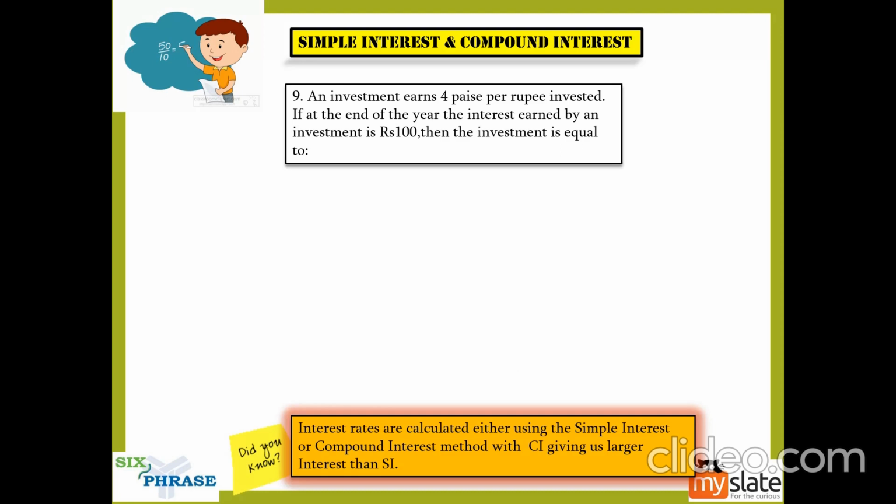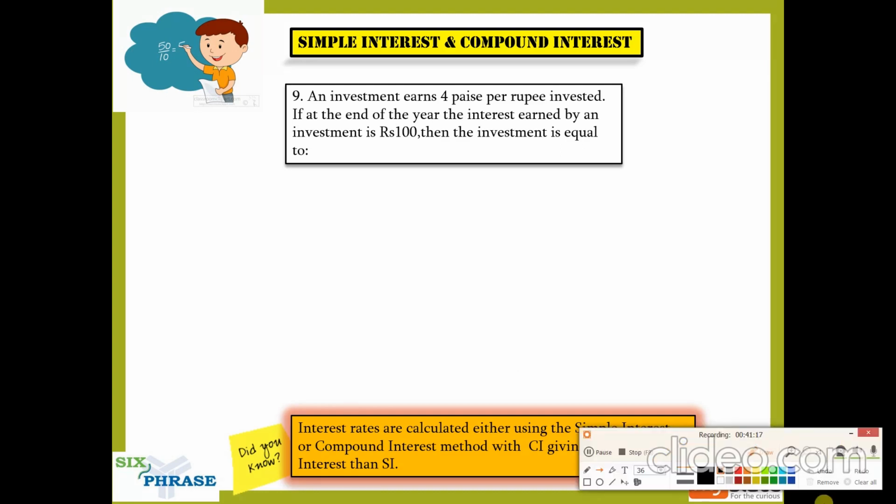So it says an investment earns 4 paise per rupee invested. What does it mean per rupee invested? If the principal is equal to rupees 1, what is the interest, guys? The simple interest is 4 paise. So 4 paise could be written as 4 by 100. Am I right, guys? So this is the simple interest.